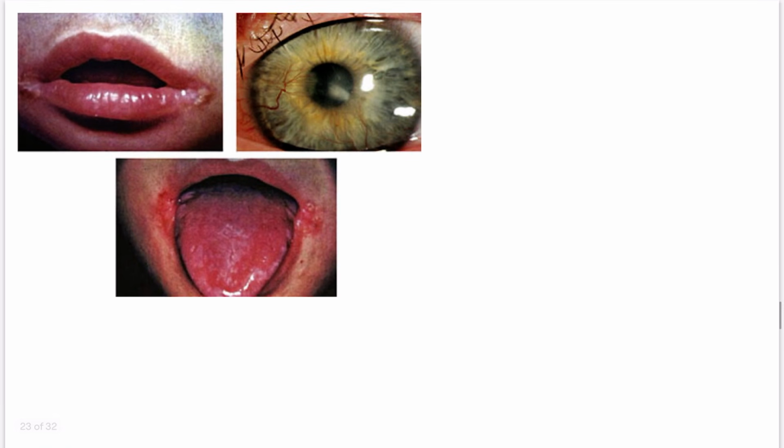Now look at this. I can see some conjunctivitis, beefy red tongue, also neovascularization. There is perioral redness also. What is this? This is nothing but your B2 riboflavin deficiency.